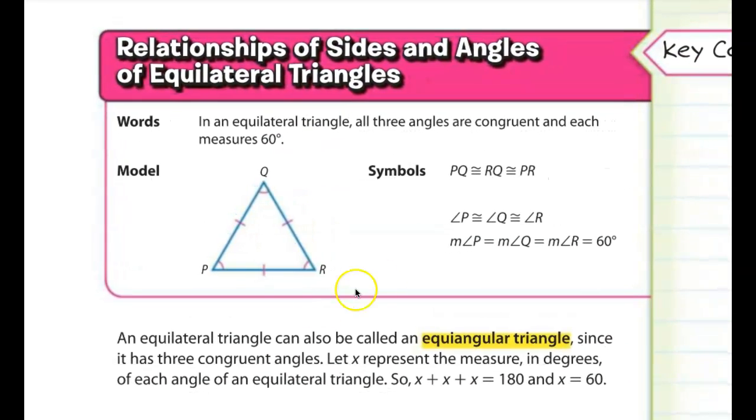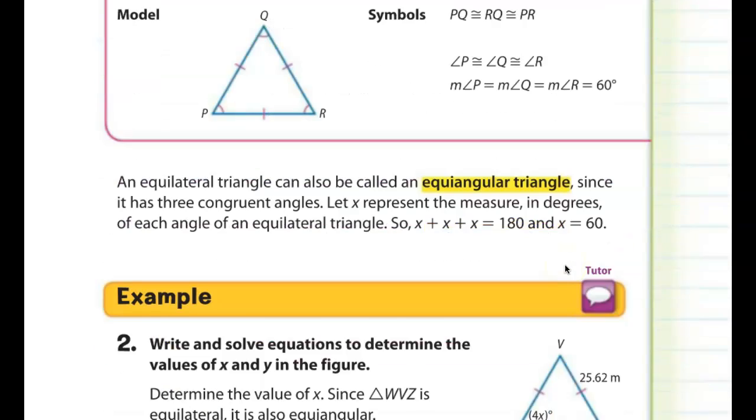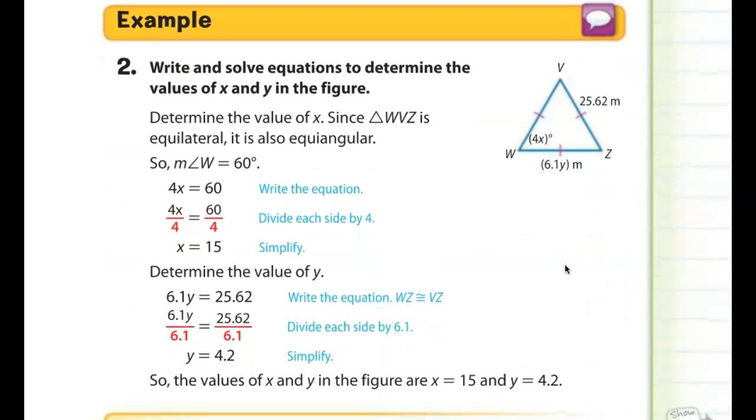Now we're going to look at the same kind of thing for equilateral triangles. All three sides are equal. All three angles are equal. The angles are always going to be equal to 60 degrees. So in example 1, if we want to solve for x, 4x is equal to 60 degrees, and then we divide both sides by 4, we get x is equal to 15 degrees.